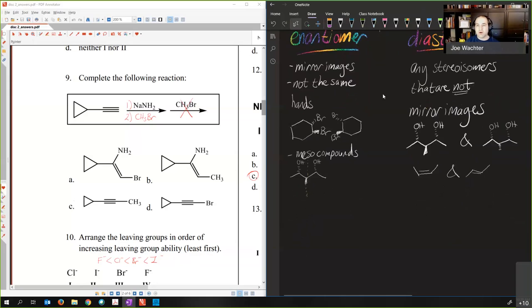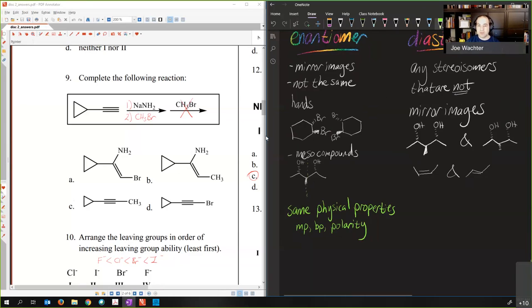And then the other thing to remember about enantiomers versus diastereomers. Enantiomers will always have the same physical properties. So things like melting point, boiling point, polarity. So they're very, very difficult to separate because you can't use any of the typical techniques, separating by distillation or TLC, looking at polarity, they're always going to behave the same.